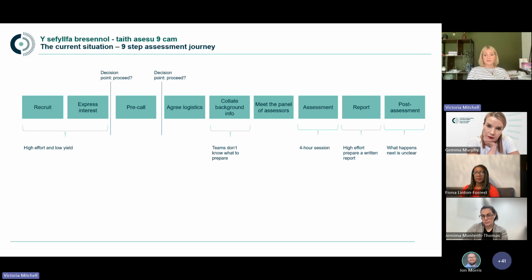And then the assessment itself is currently a 4-hour session, or in other words, half a day, and that's a lot. That's a long time for both attendees and assessors themselves, and they told us that. Preparing the report, once the assessment has been done, there's a lot of effort involved in consolidating recommendations and then preparing the written report itself. And then at the end, post-assessment, it's unclear what happens next and CDPS's role within that.